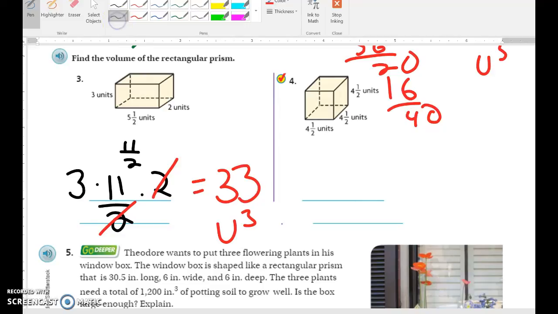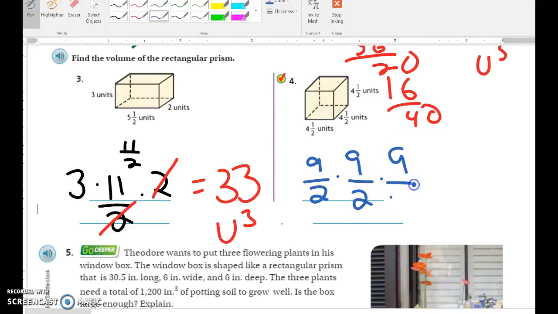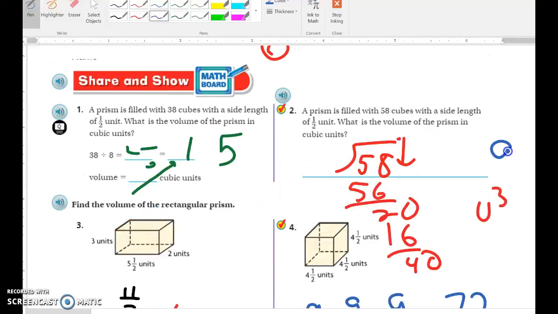Okay, what if I tried this one? Now this is 4.5 times 4.5 times 4.5, right? It's a cube. So 4.5 is actually 9 over 2 times 9 over 2 times 9 over 2. I'm going to have 9 times 9 is 81. 81 times 9 is actually 729.